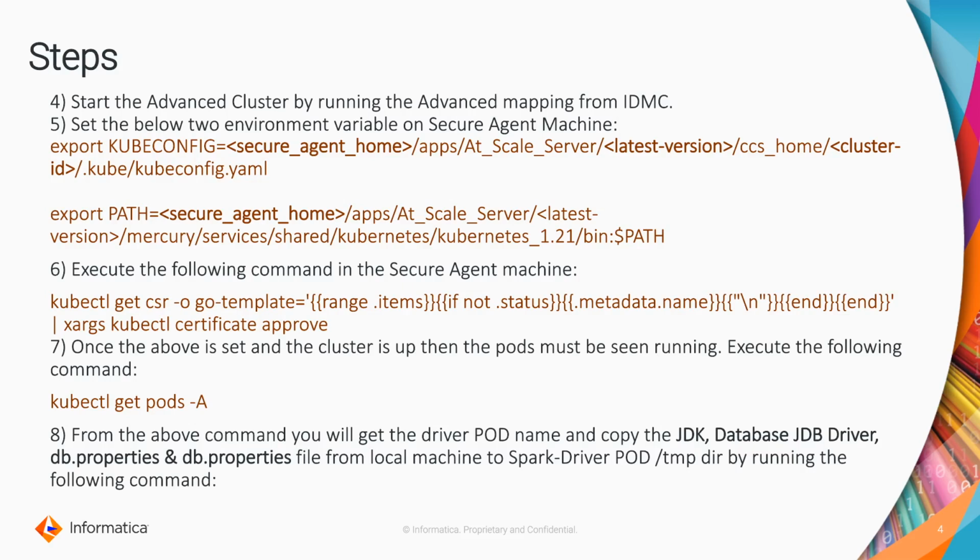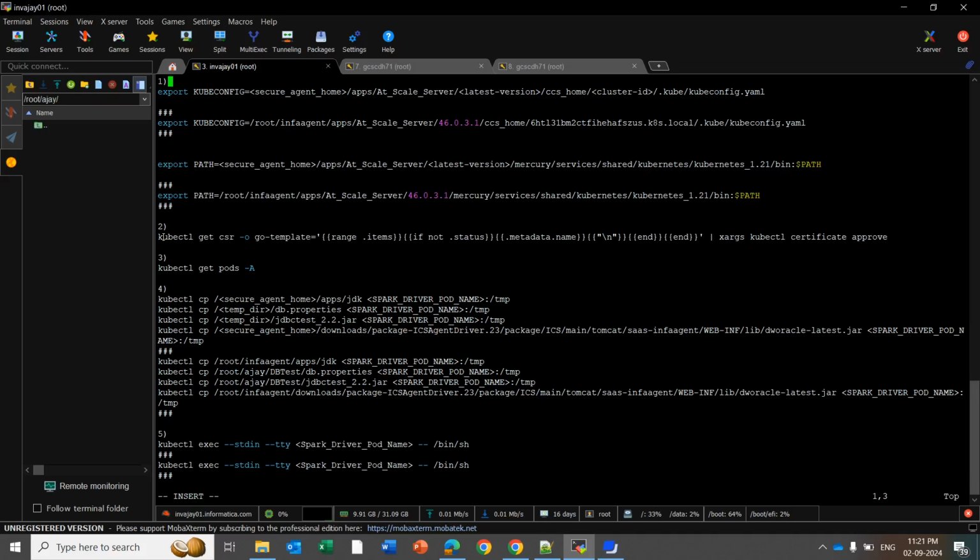Now as a next step, execute the kubectl get csr command from the secure agent machine. For executing the kubectl get csr command, copy this command as it is. No update is required in this command.